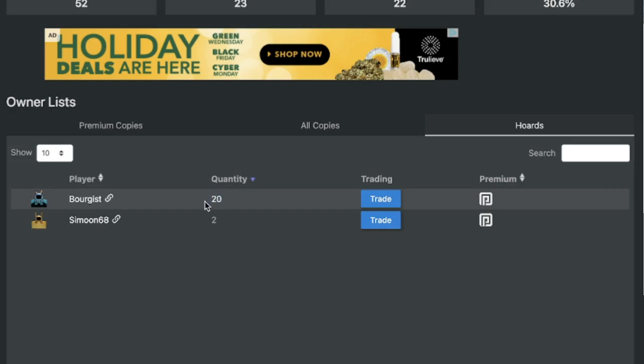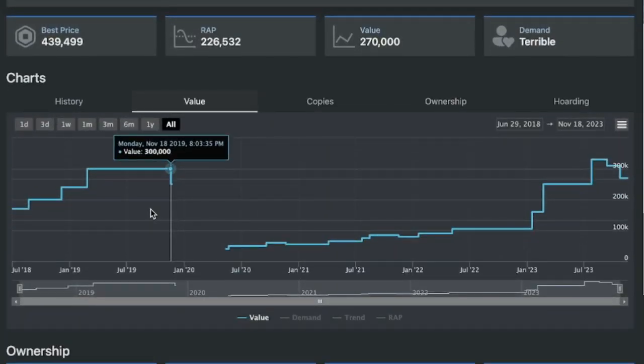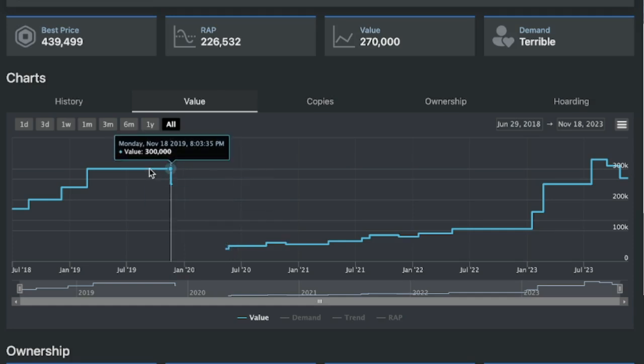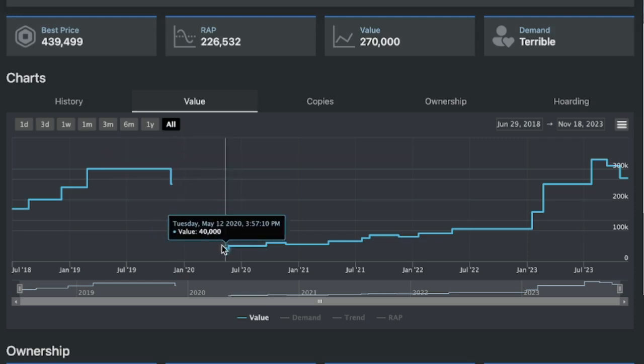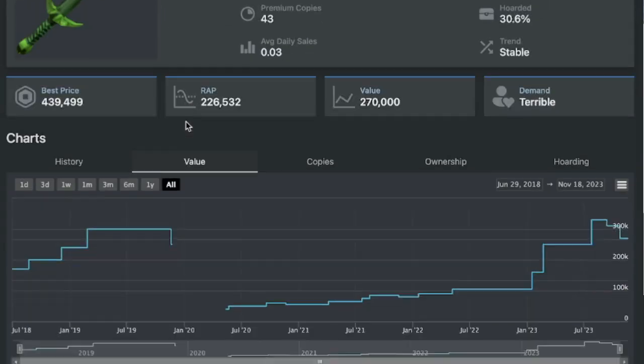This person has 20 Venom Shakes on him right now, but as you can see, this item used to be worth 300,000 Robux, and after a horde got released, it just got straight up devalued, and when Rolimon's began to revalue it, they revalued it at 40,000. Can you believe that? An item that used to be worth 300,000 Robux got devalued and dropped all the way down to 40,000. That is an absolute embarrassment for an item as rare as Venom Shake, which is a pretty cool sword, by the way.